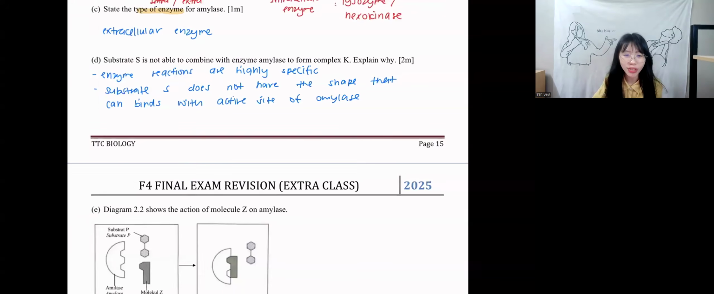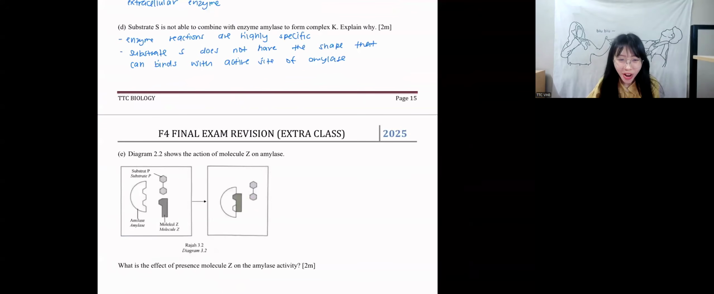Figure 2.2 shows the action of molecule Z on amylase. What is the effect of the presence of molecule Z on amylase activity? The diagram doesn't fit at all. What is this molecule Z called, guys? We can see it does not match the shape of the active site. Correct, it is an inhibitor. An inhibitor is like a third party in the relationship. You and your partner are happy together, suddenly a third party comes in. That's called molecule Z. Can you write not compatible for the previous question? Yes, you can, as long as you have a similar meaning.